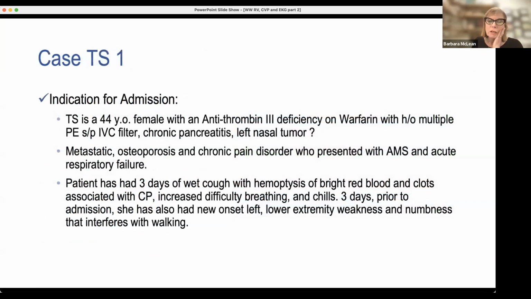So now we're going to... she did well. She was really a candidate for ECMO. She had to be dialyzed. She had a lot of other problems. Now we're going to just look at this last little patient. Actually, you know what? I'm going to stop here because it's 5 o'clock.